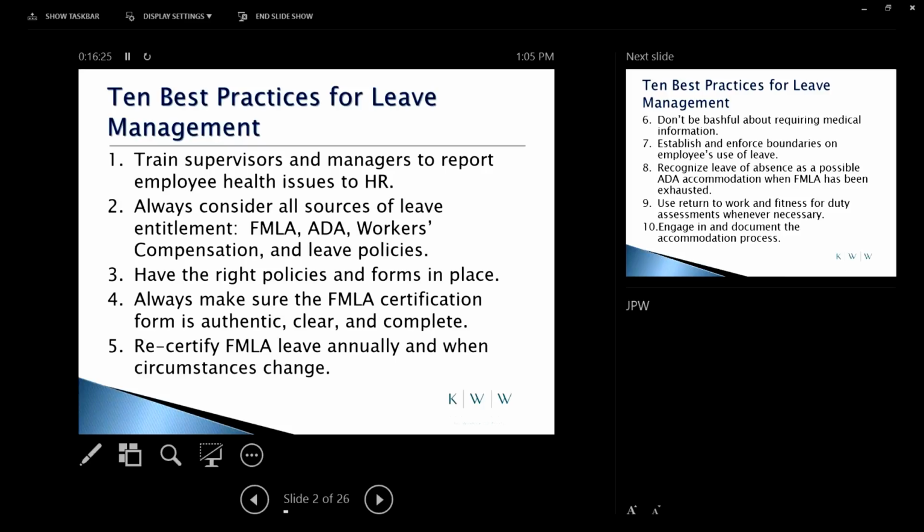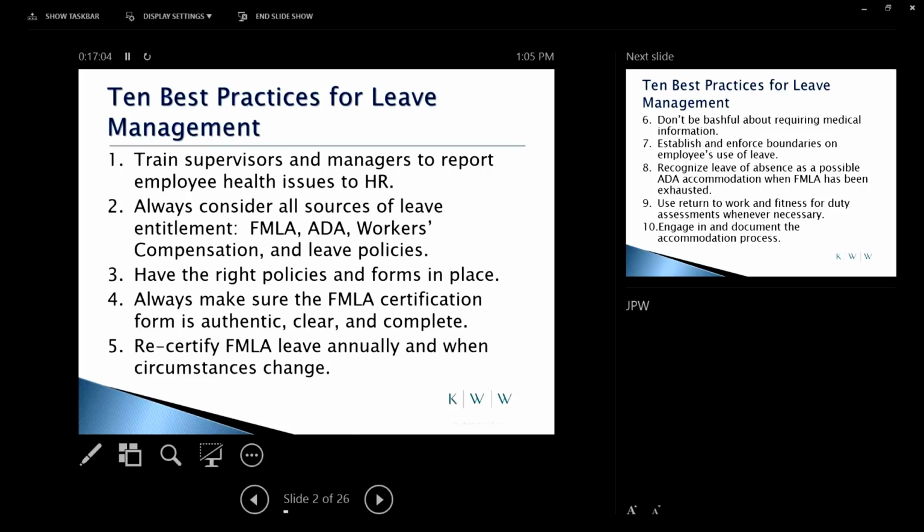Let's quickly walk through that list, and then we're going to circle back and talk about each of those 10 best practices in greater detail. So number one on the list, truly, is training supervisors and managers to report employee health issues to HR, because an organization is liable for what its supervisors and managers do and what they know. So to the extent your supervisors and managers are aware of employee health issues and don't convey that to the organization, and I'm thinking in particular to HR, then you can be caught short as an organization by not knowing about it.